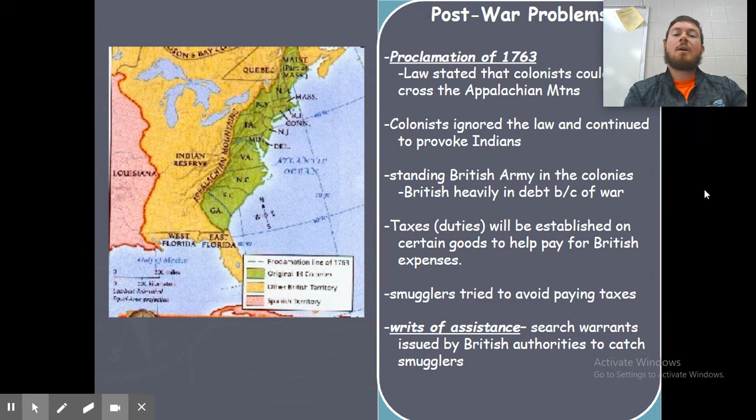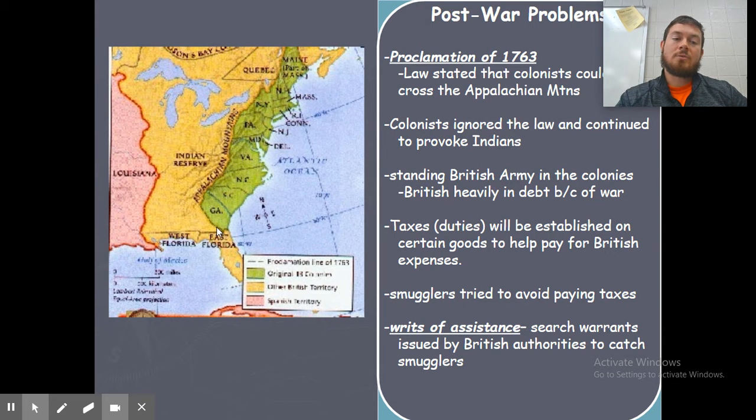Post-war problems. Proclamation of 1763 basically declares that nobody is allowed to go west of the Appalachian Mountains. So if you see right here, the Appalachian Mountains run from up here in Canada all the way down to here in Georgia. So that becomes the natural boundary because people can clearly see where the mountains are.